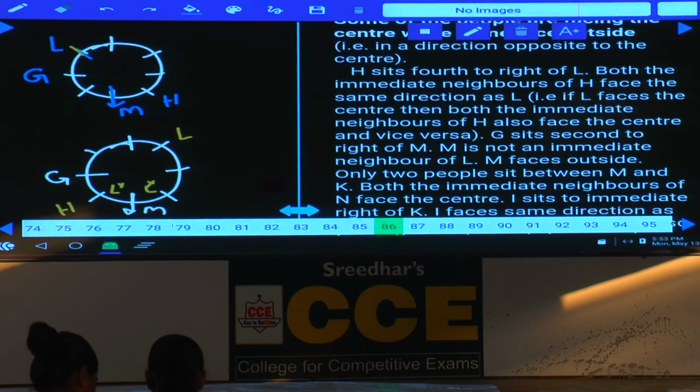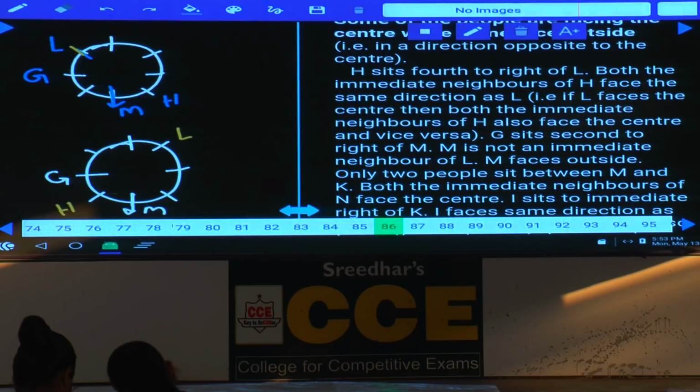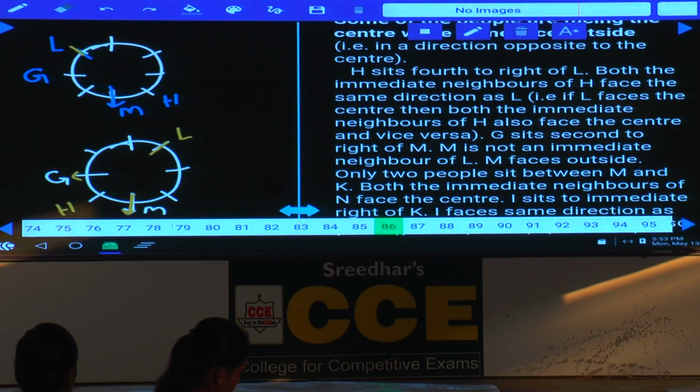Are you following this one or not? Then H sits 4th to the left of L or right of L, H and L are opposite to each other. Then next one. Both the immediate neighbors of H face the same direction as L. That means the immediate neighbors of H, G and M, are facing the same direction as L. As M is away from the center, G and L must also be away from the center. Are you following this one or not?